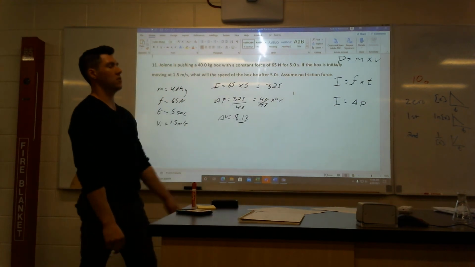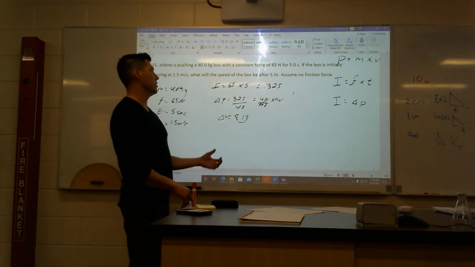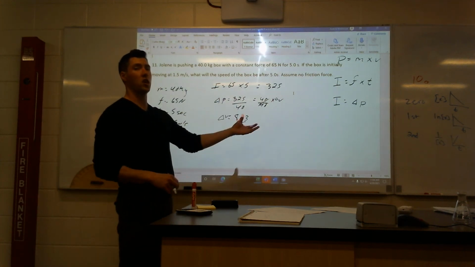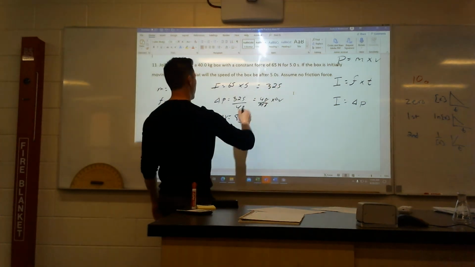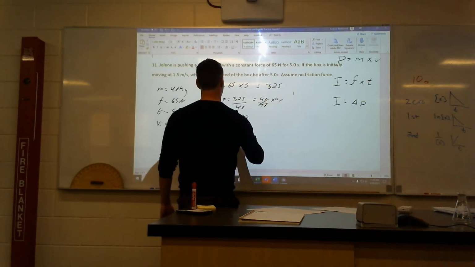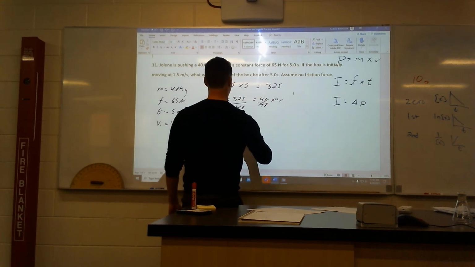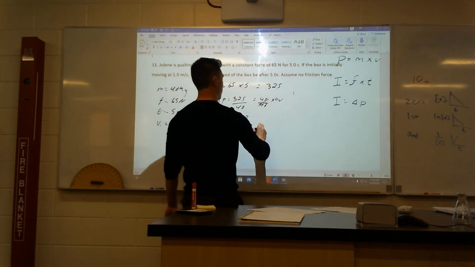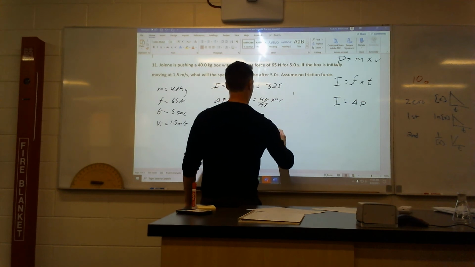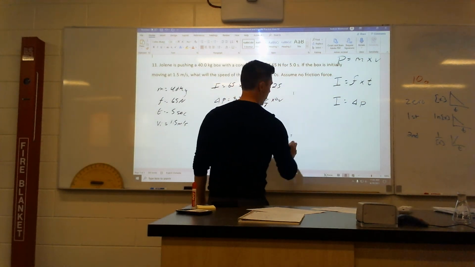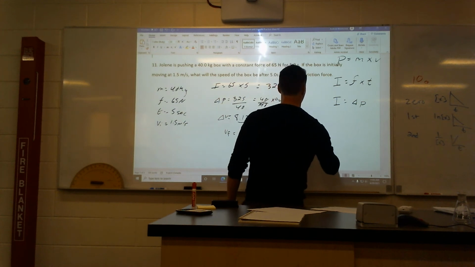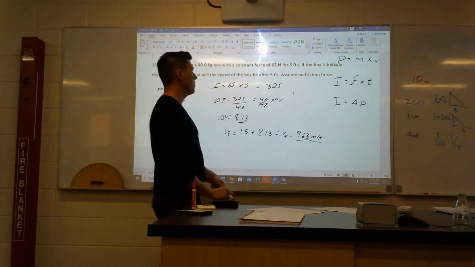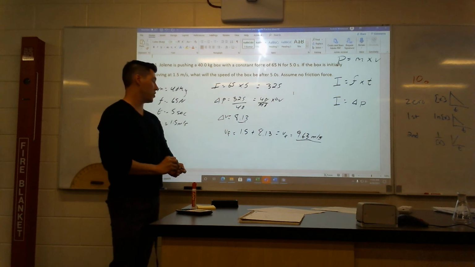So many students like to just stop there. Woo! Found the new velocity. That is not the new velocity, that is my change in velocity. That is how much I increased. So all I have to do to actually get final velocity is take my initial, 1.5, plus my change, and I get a VF of 9.63 meters per second. Okay, again, not too bad of a question, I think.